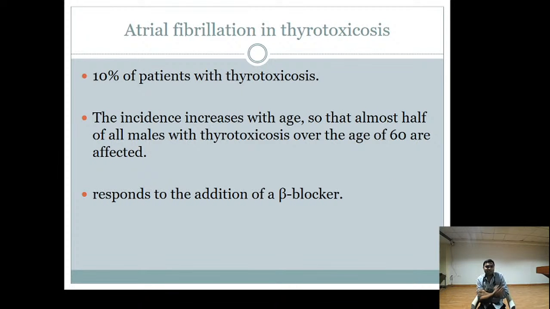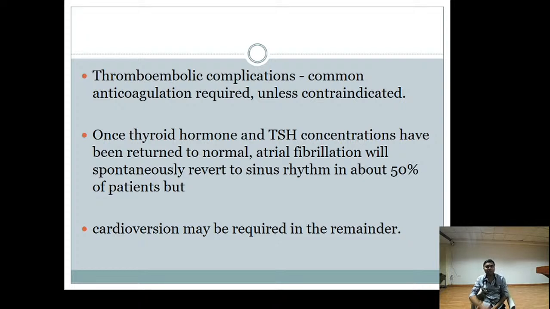It is not for long term treatment of thyrotoxicosis. So atrial fibrillation, we have seen in symptoms and signs that atrial fibrillation is a feature of thyrotoxicosis. How do you manage? This atrial fibrillation is seen in 10% of patients with thyrotoxicosis. Incidence generally increases with age. It is commonly seen in males over age of 60 years. It responds to beta blocker.